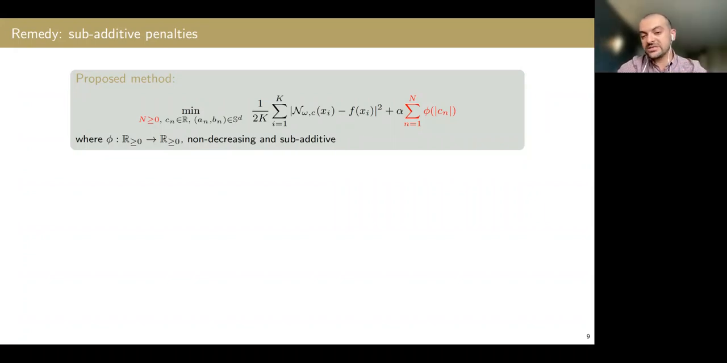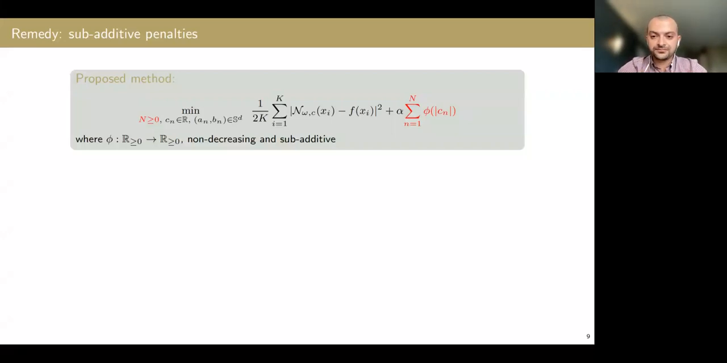But now, putting this penalty, this phi here, sub-additive, we are actually penalizing that, right? So we're saying if you split your node into two, then your functional is going to increase. So your optimization algorithm is not encouraged to split the nodes, or it is more encouraged to actually merge them together, and therefore reduce the number of nodes in the network.